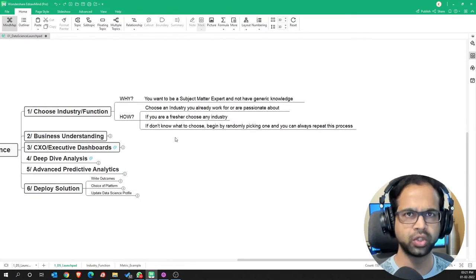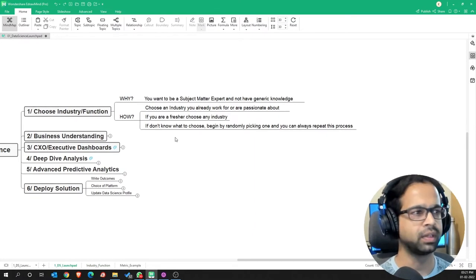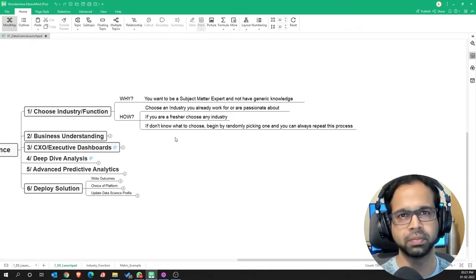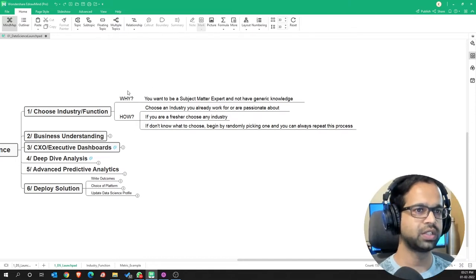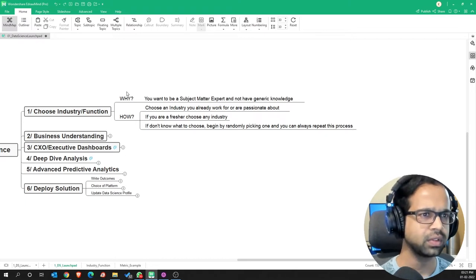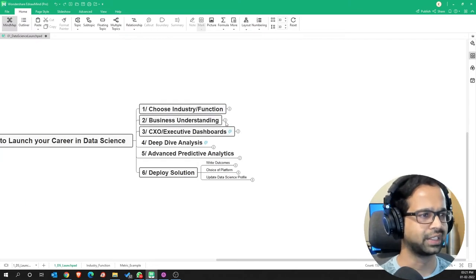Now, if you don't know what to choose, begin by randomly picking any one, and you can always repeat this process, and it'll work the same way that you do for this randomly chosen domain or function. Now, once you have established the function or industry, what next?